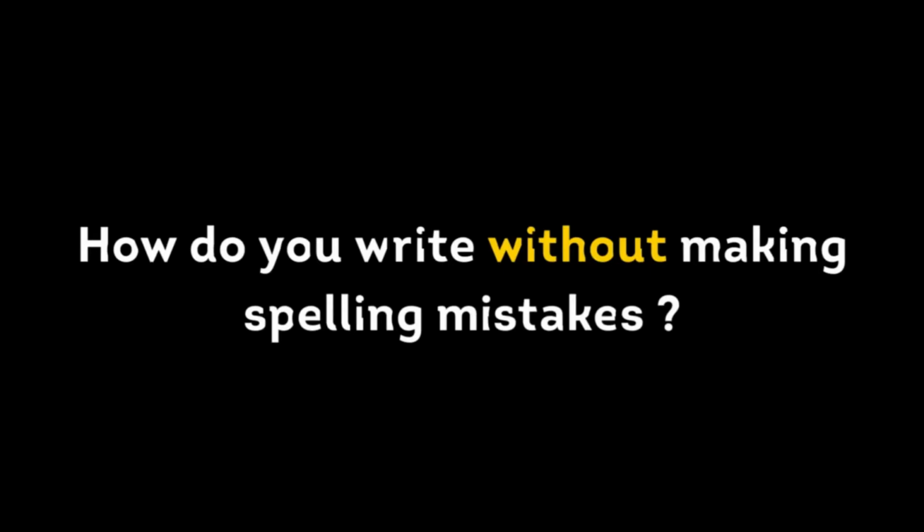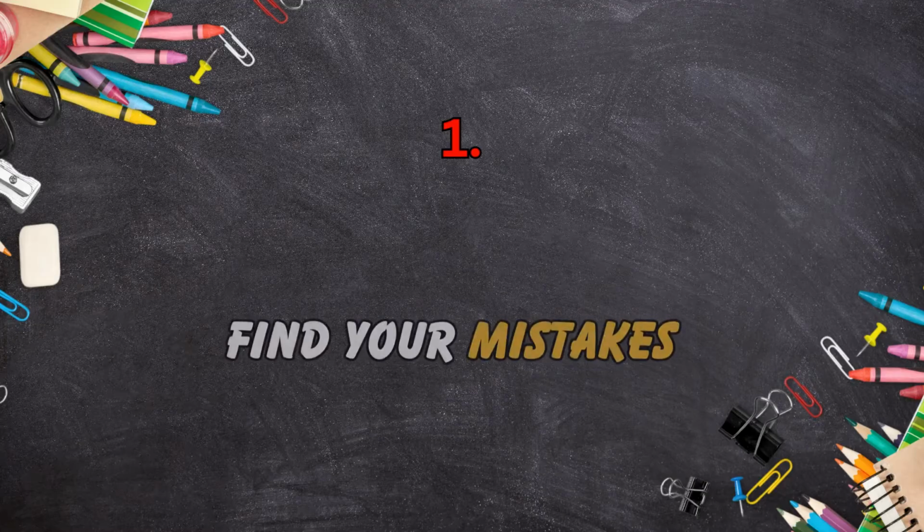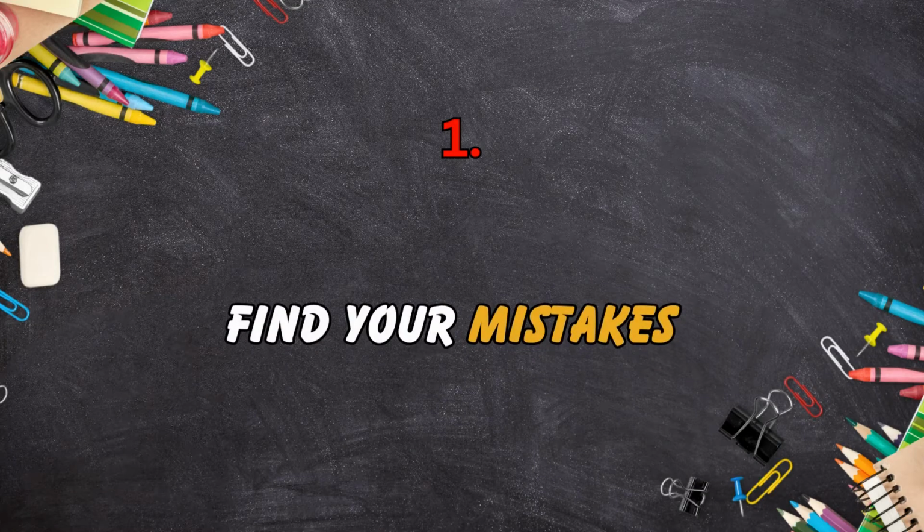As I said, I have a 3-step method for you. Step 1. Find your mistakes. There is a quote that I love. What gets measured gets improved. If you don't know what's wrong, how are you going to improve it? If you don't know your mistakes, how on earth are you going to correct them? So step 1 is to find out your mistakes.